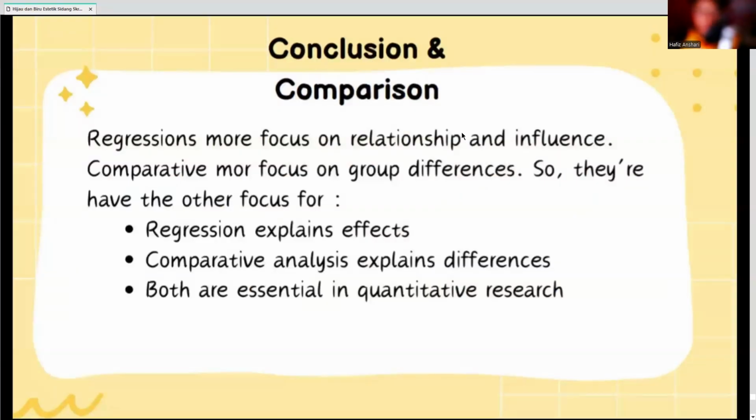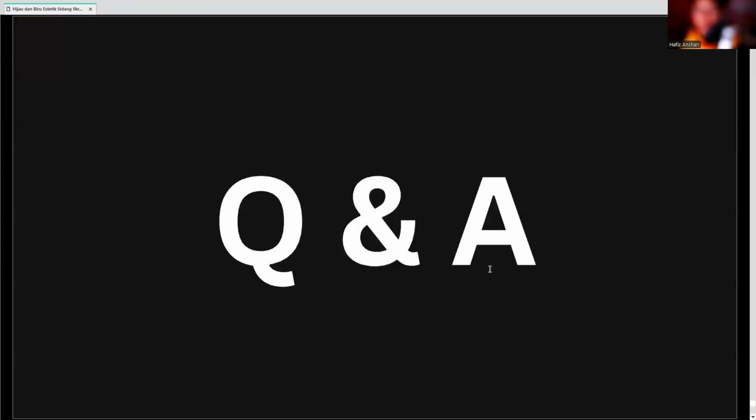So for the conclusion, regression focuses more on the relationship and the influence, while comparative analysis focuses more on the group difference. They have different focuses: regression explains the effects, comparative analysis explains the difference. Both are essential in quantitative research. So I think that's all from me. Let's move to the question and answer for the audience. Do you have any questions?